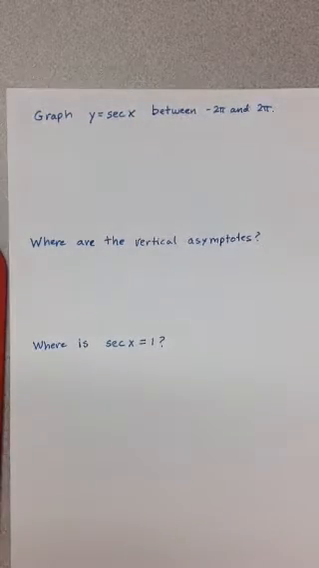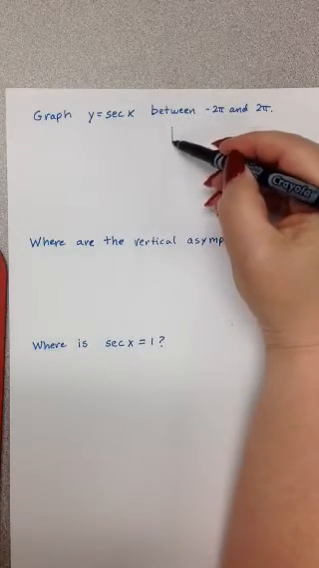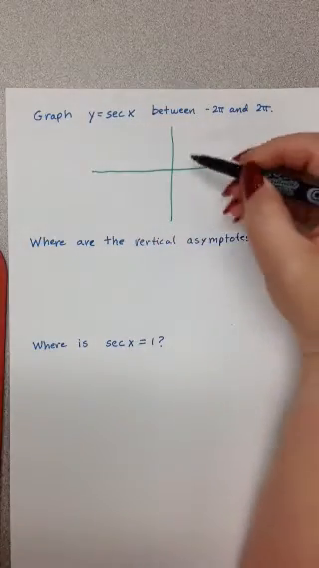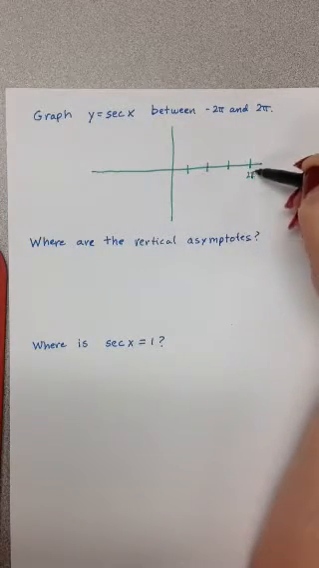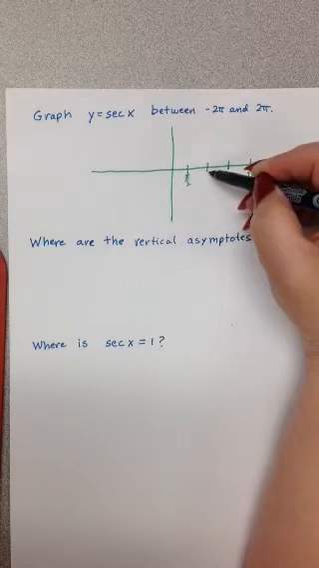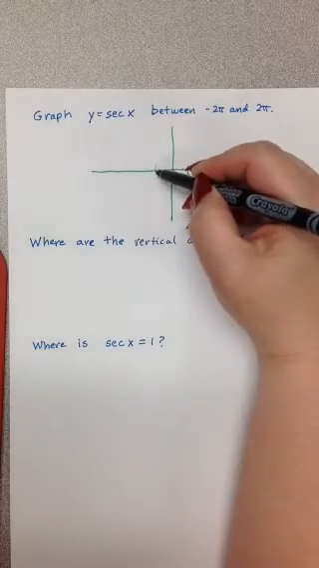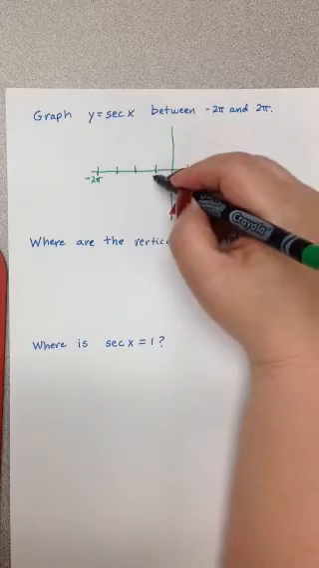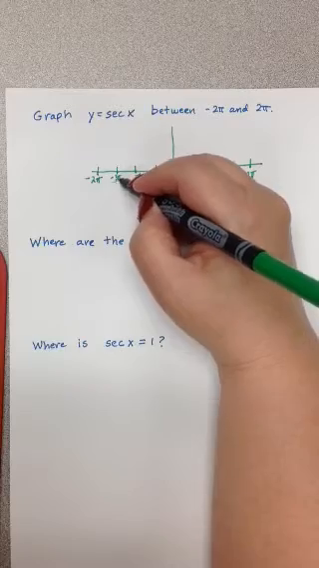Alright, in this one they asked me to graph y is equal to secant of x between negative 2 pi and 2 pi. So, remember you always put 4 tick marks. There's 2 pi, there's pi over 2, and pi, and 3 pi over 2, and then you do 4 tick marks on the left. There's negative 2 pi, negative pi over 2, negative pi, negative 3 pi over 2.